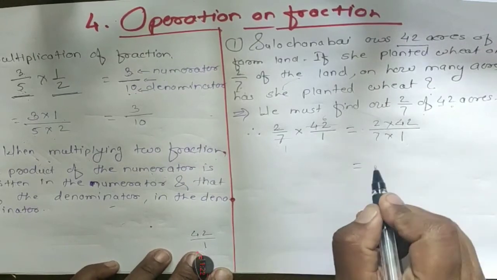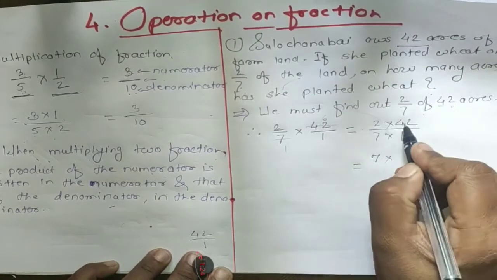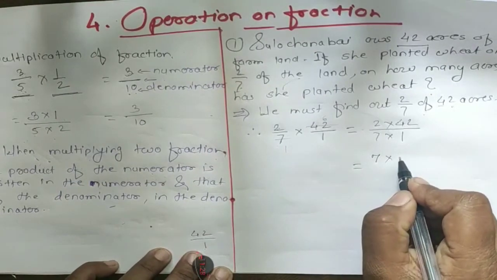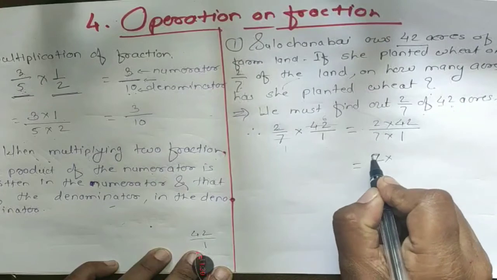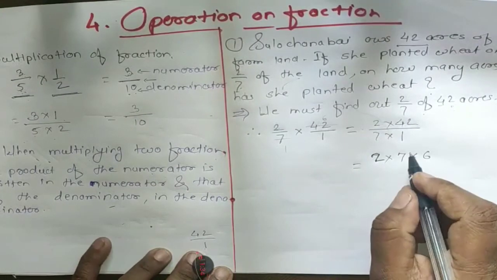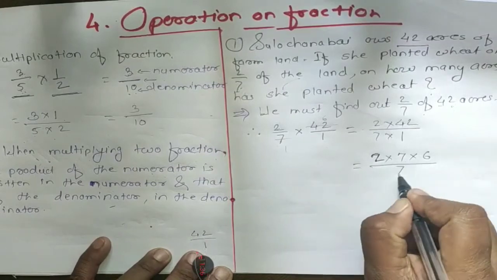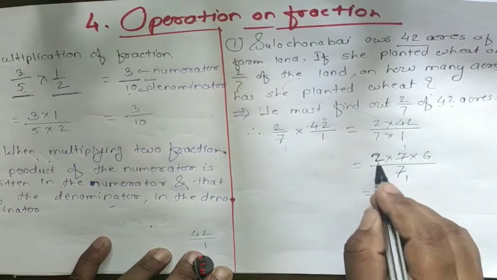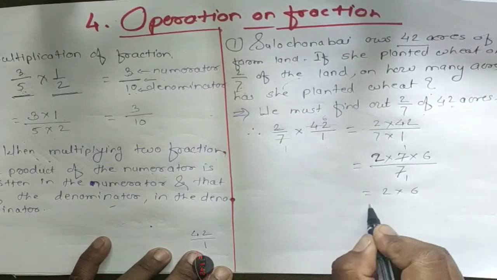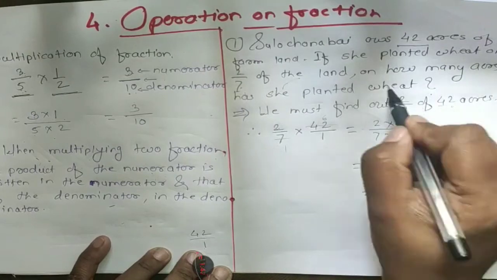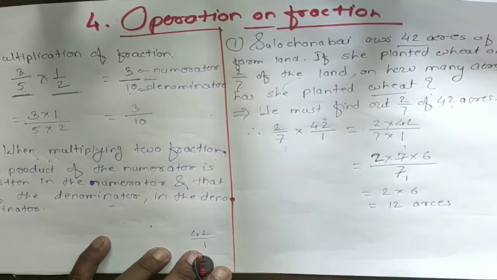Okay, so here 7 into 42 means what? 2 we write here, and 42 means 7 into 6. 7 6s are 42. And here it is 7. Now 7 gets cancelled with this 7, and here it is 2 into 6, which is equal to how much? 12 acres of land she planted with wheat. In this way you solve the example.